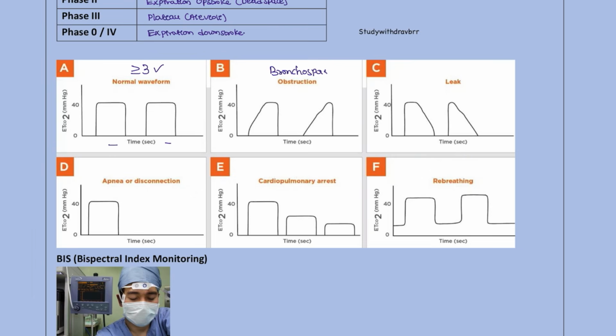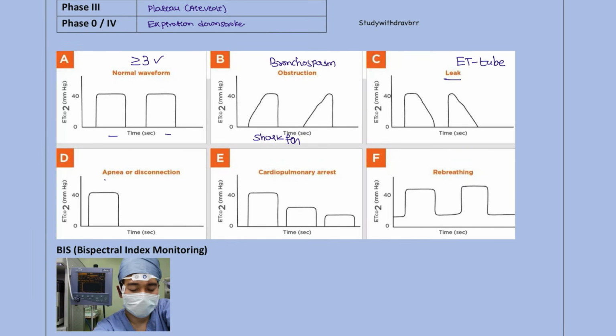In bronchospasm, if you observe, the waveform will look like a shark fin pattern. Next, another type is the leak, which is due to an air leak, especially a problem with the ET tube connection. We will see that the plateau is completely compromised, which is seen with the leak.